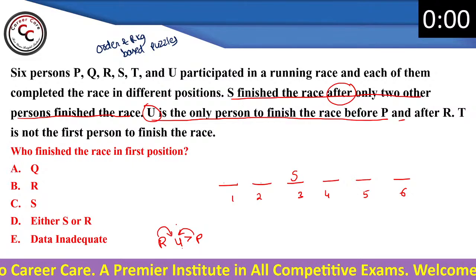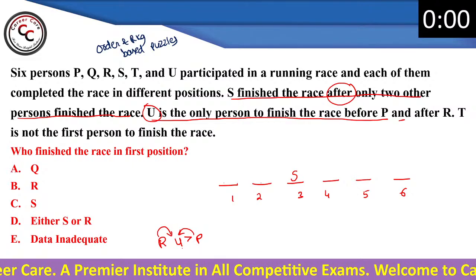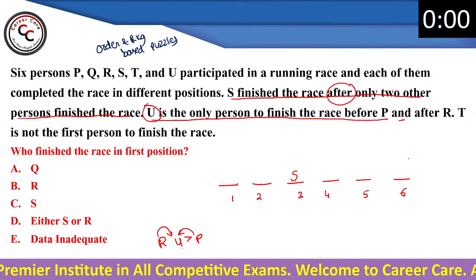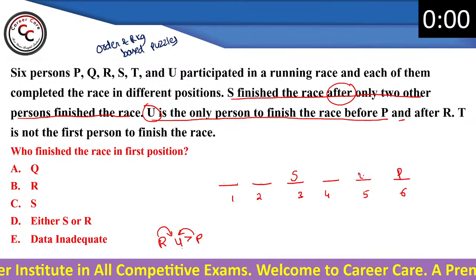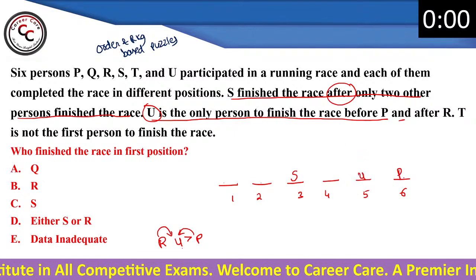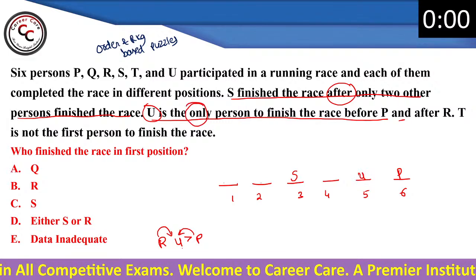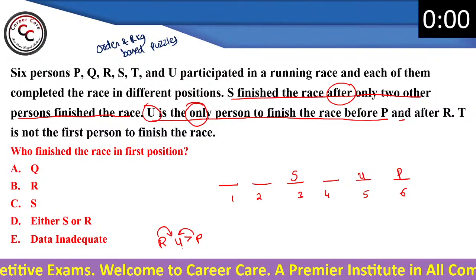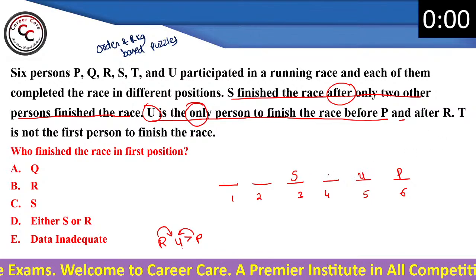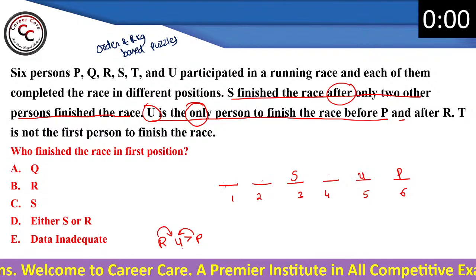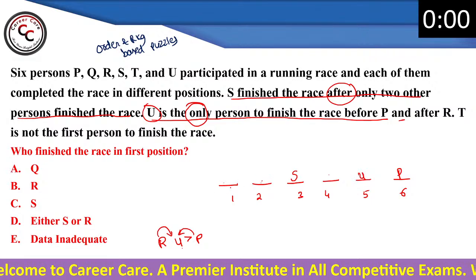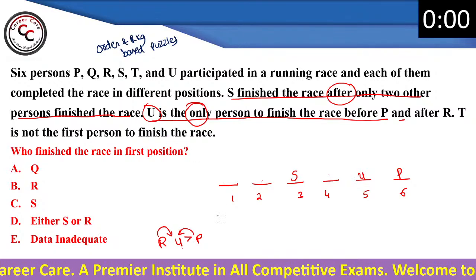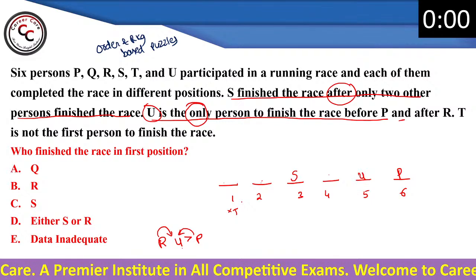Simple. Okay. Now, how can you put this? U is the only person to finish before P. So before P, who has finished? U has finished. Why I am putting P at the last place means as the keyword only is present. And after R. So U is after R. So R you can put in fourth place, second place or first place, no idea. Right? Now, T is not the first person to finish the race. So T you cannot put here.